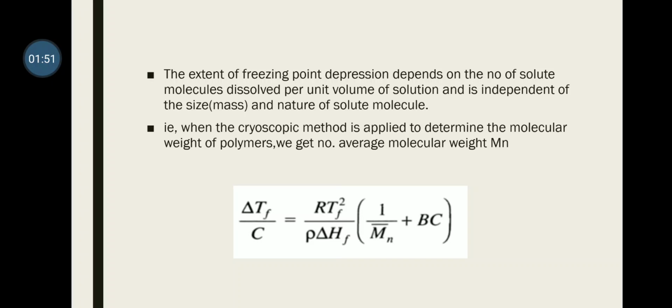Here delta Tf is the depression in freezing point, C is the concentration of solution, Tf is the freezing point of solvent, R is the universal gas constant, rho is the density of solvent, and B is a constant called the second virial coefficient, and delta Hf is the heat of fusion of solvent.